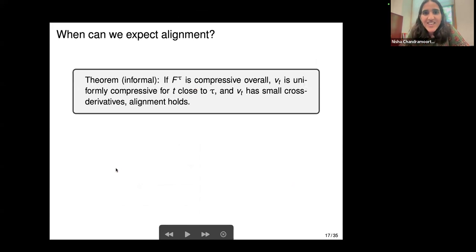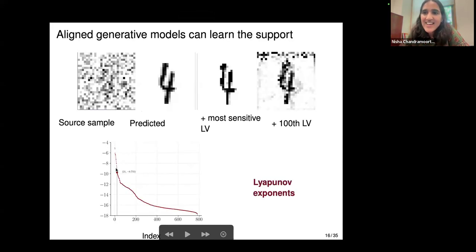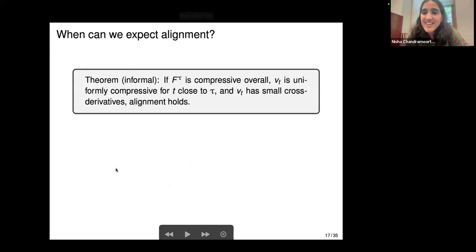We can now ask, this seems to qualitatively agree with what we said, right? Can we also get sufficient conditions for when exactly to expect alignment? This holds for score generative models. Can we say it holds for some other kind of generative models? This seemed like a very tricky question. We could not get necessary conditions, but we could only get sufficient conditions.